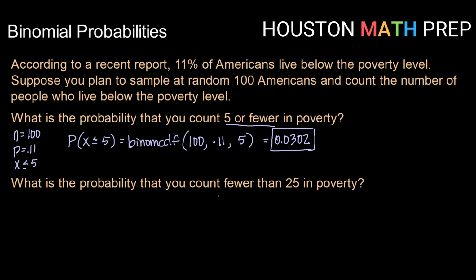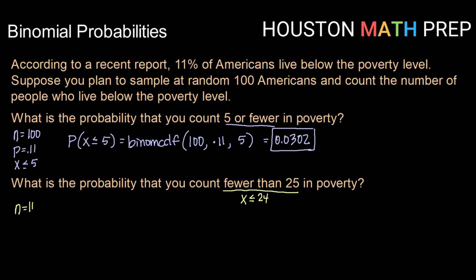What is the probability that you count fewer than 25 in poverty? Notice here a slight difference in wording. Fewer than 25 versus 5 or fewer. 5 or fewer includes the number 5. Fewer than 25 does not include 25. So that is going to translate to x is less than or equal to 24. Because if we're thinking about a discrete probability distribution here, we can have 0, 1, 2, 3, all the way up to 24, and those are all the things that are fewer than 25.